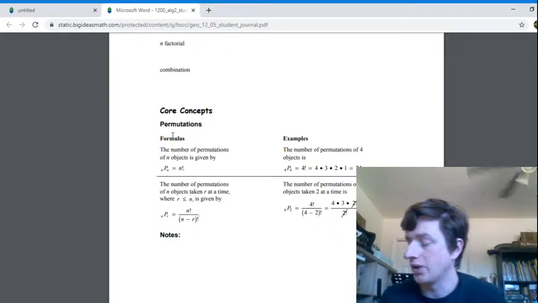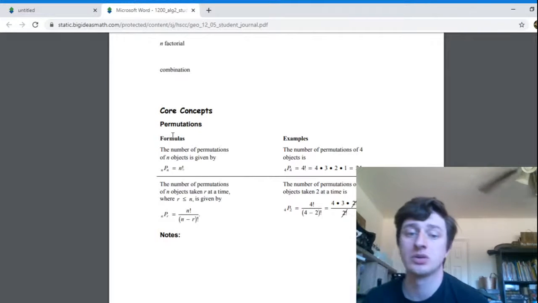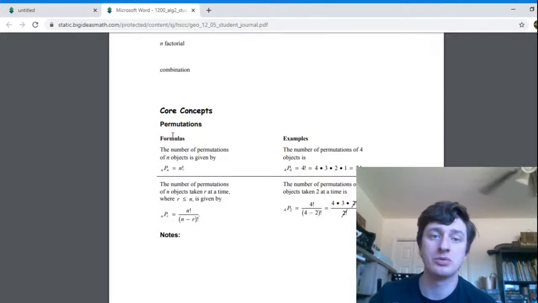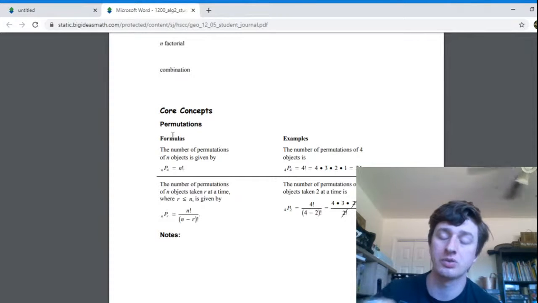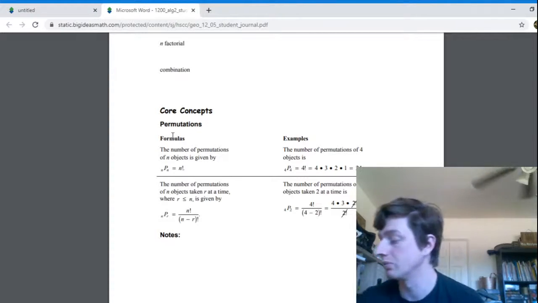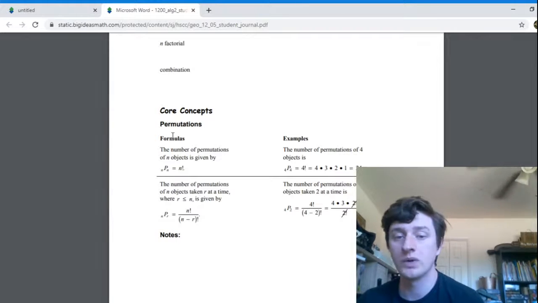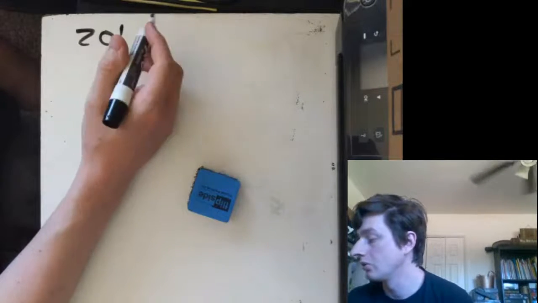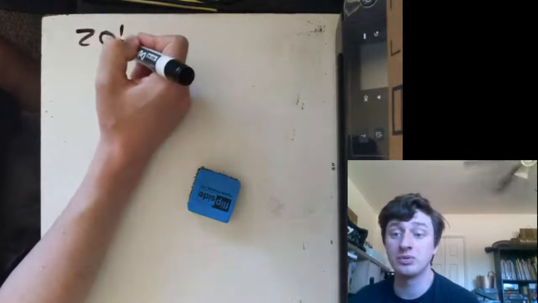say we have 20 things, and we want to talk about how many ways can we order them. We have 20 people and we want to line them up. How many different ways could we put them in an order? It would be 20 factorial. And the way to think about this is there are 20 different people.